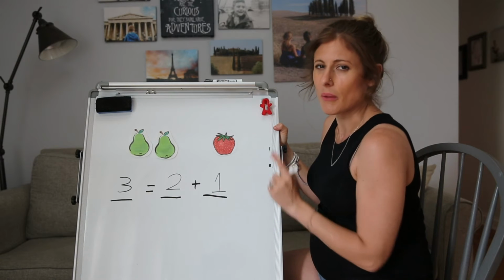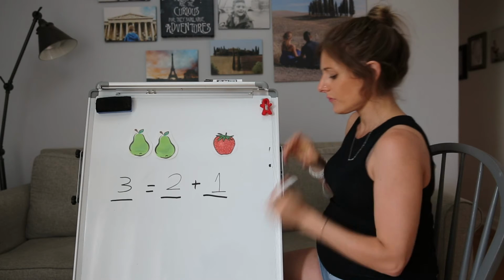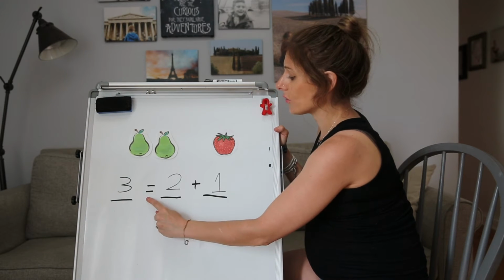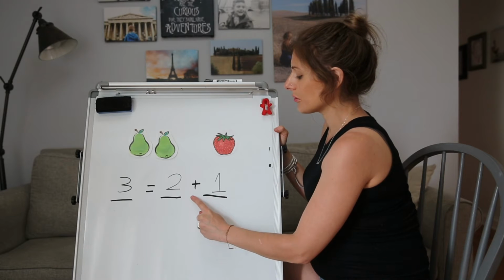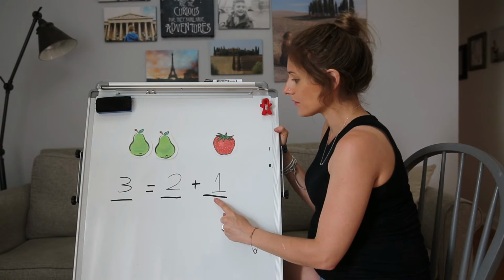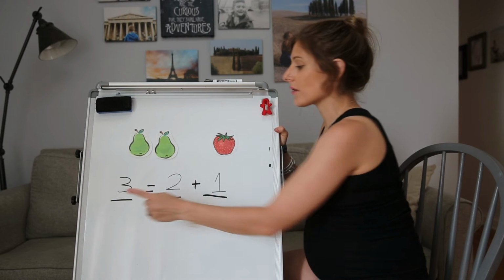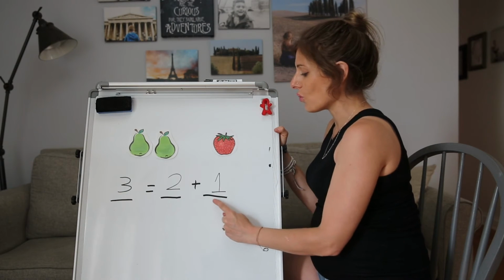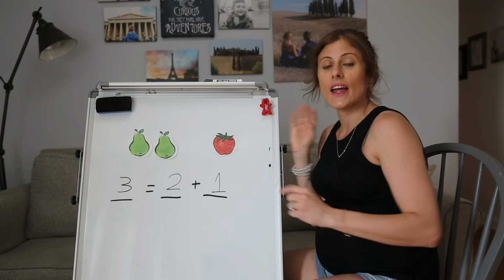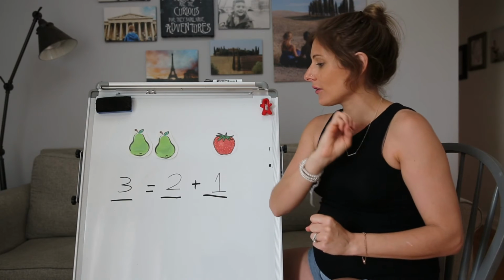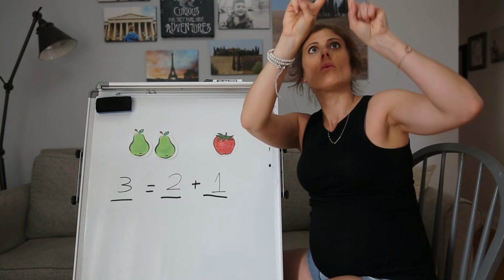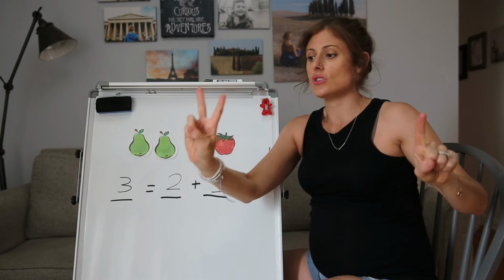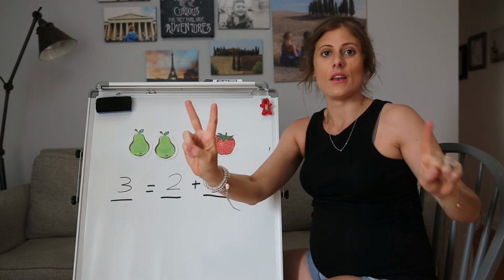I think I filled it out. I'm going to read what I said. Can you read it with me? 3 equals 2 plus 1. It's like saying 3 is the same as 2 and 1. This is kind of like a number bond. 3 is the same as 2 and 1.